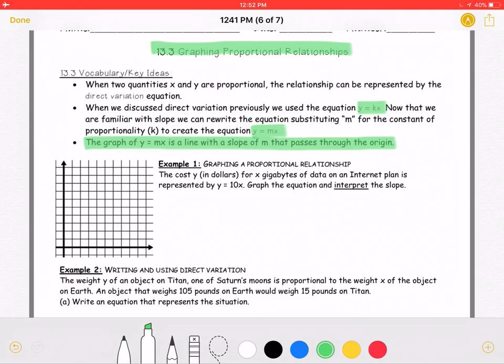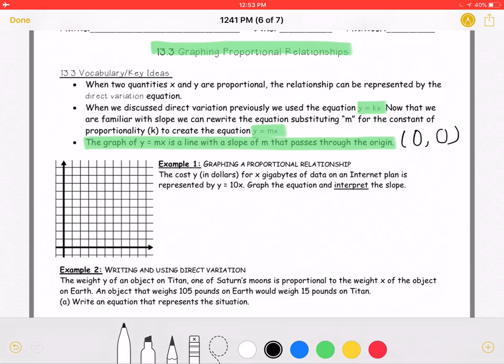So that's something important that's still going to carry through here. When we're graphing proportional relationships, we're still looking for those two key facts: a straight line through the origin. Remember, the origin is the point 0, 0. So let's look at example 1, graphing a proportional relationship.